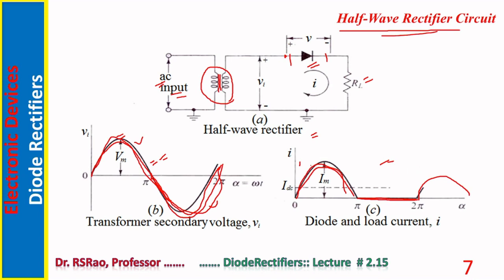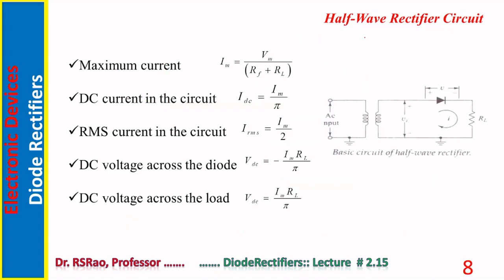Now we can conclude that half-wave rectifier is able to convert pure AC into DC. Of course, AC also exists. Some parameters. Maximum current in the circuit is I. Maximum value for I is designated as Im. It is equal to Vm by Rf plus RL.